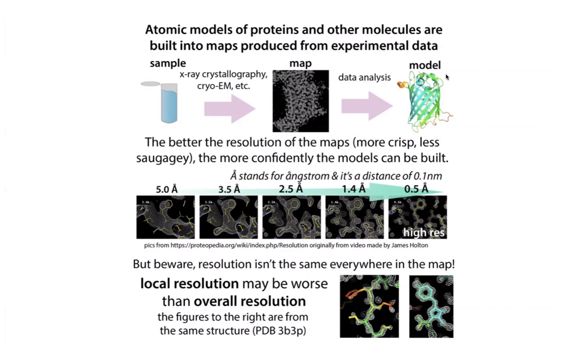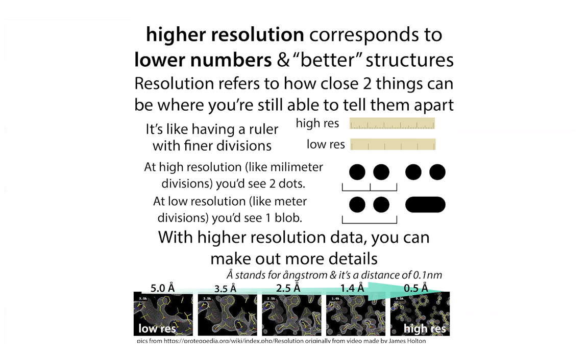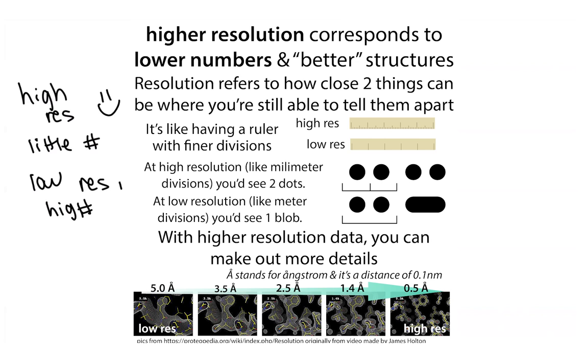The higher the resolution of the data, the less fuzzy it is, and the crisper the maps are going to be, the easier it is to fit in the model. So when we talk about resolution, a high resolution is going to have little numbers. High resolution, little numbers. Low resolution, high numbers. High resolution is going to be good. Low resolution is going to be bad, which you can probably guess if you think about a high-res TV versus a low-res TV, you want that high-res, right?